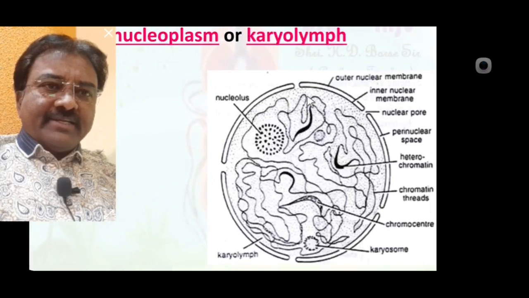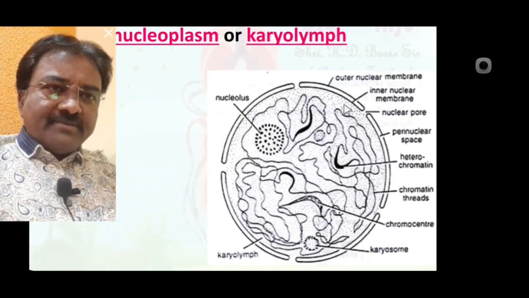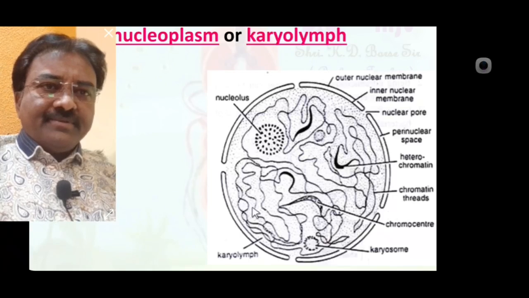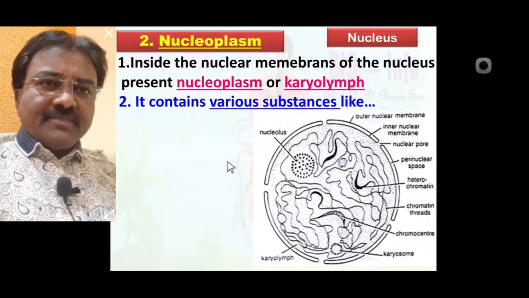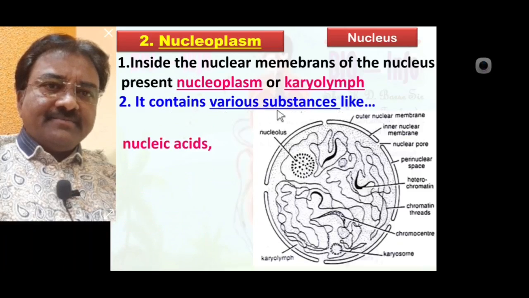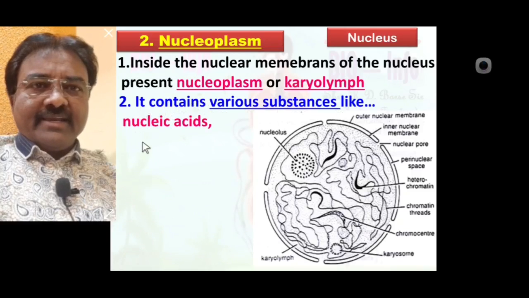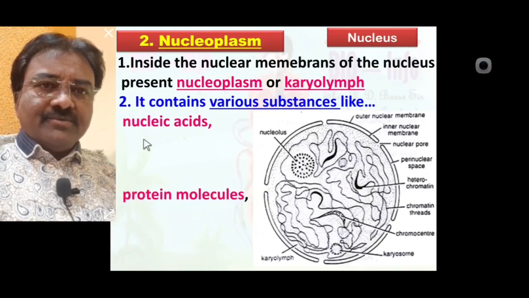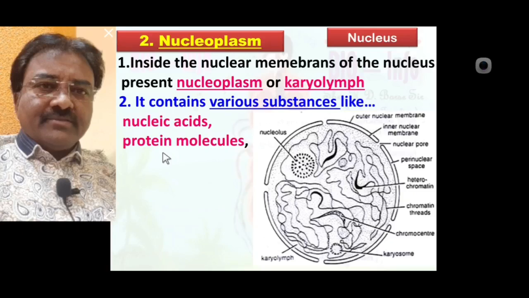See here the diagrammatic representation. This one is the nucleoplasm. Inside the nuclear membrane is the part called nucleoplasm. The lymph in the nucleoplasm is called karyolymph. Second point, inside the nucleoplasm there are various substances like nucleic acids, DNA and RNA, deoxyribonucleic acid, ribonucleic acid, also protein molecules, also minerals and salts present inside the nucleoplasm.